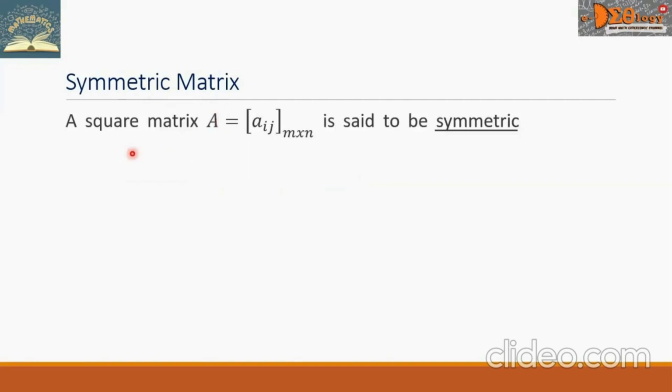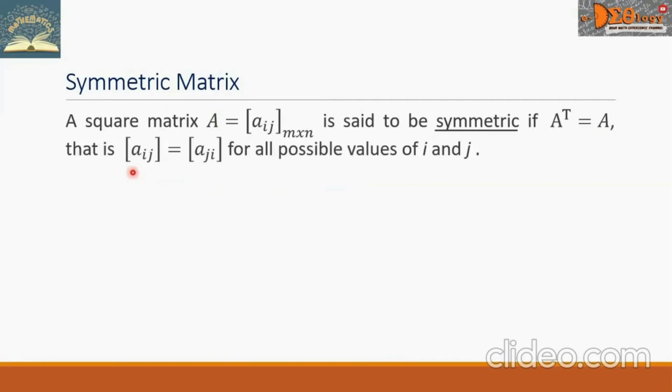Let's go to symmetric matrix. A square matrix A is said to be symmetric if A transpose is equal to A. That is, the matrix with element A sub ij is equal to the matrix with element A sub ji for all possible values of i and j. Example, matrix A with elements 3, 5, 5, -7.